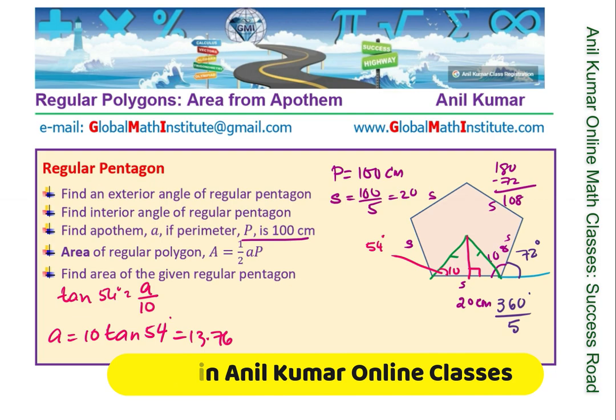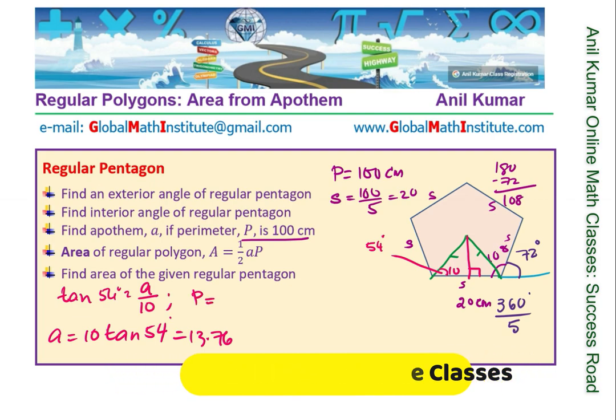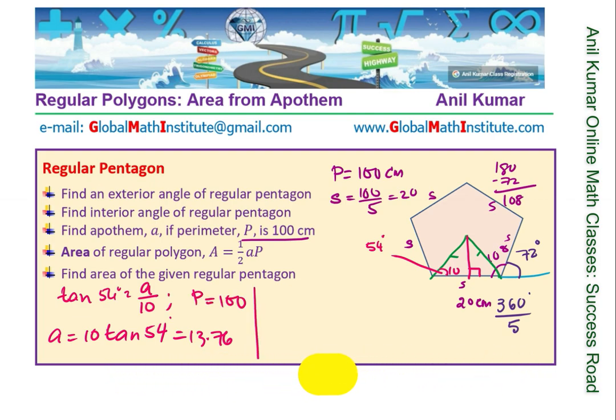So I know perimeter P is given to us as 100, and therefore now you can find the area, correct? So area is half of AP, apothem times perimeter. So half of apothem is 13.76 times the perimeter of 100. So let's multiply this by 100 and then divide by 2, half of that.